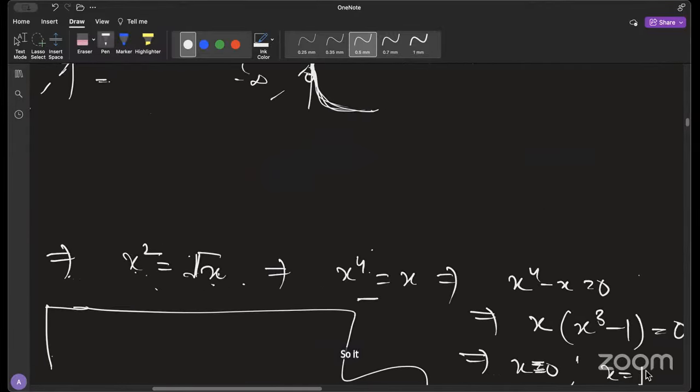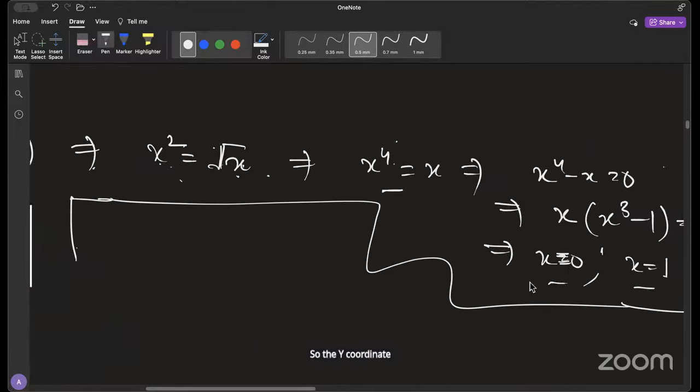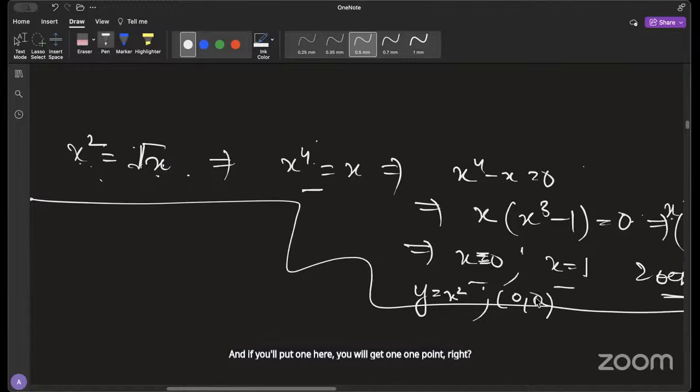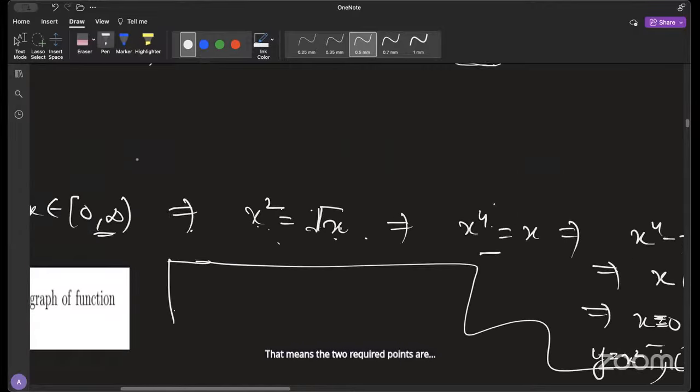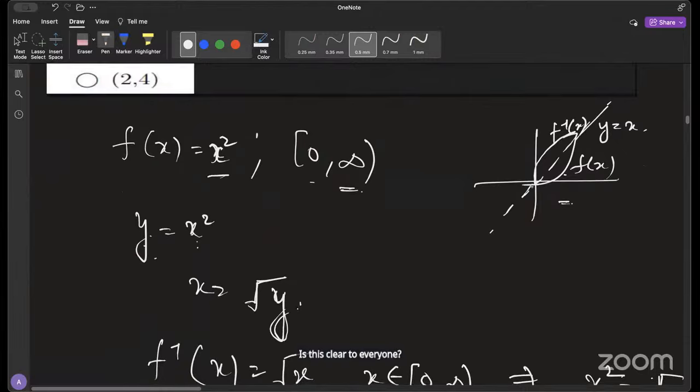We're not done yet, right? So it is x equals 0 and x equals 1. X equals 0 is given. So the y coordinate will be, if x equals 0 and your curve was y equals x squared, you put 0 here, you get the point 0, 0. And if you put 1 here, you get the point 1, 1, right? So 0, 0 is 1 point and 1, 1 is the other point. That means the 2 required points are 0, 0 and 1, 1. Is this clear to everyone?